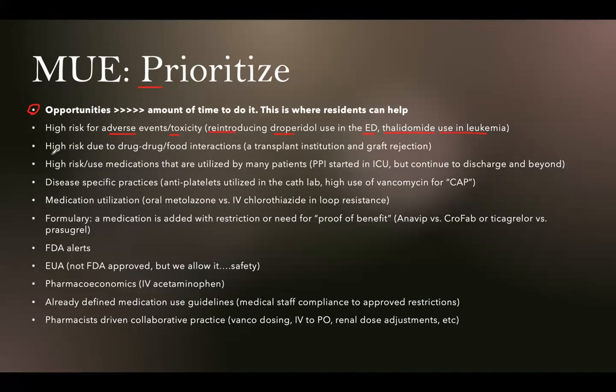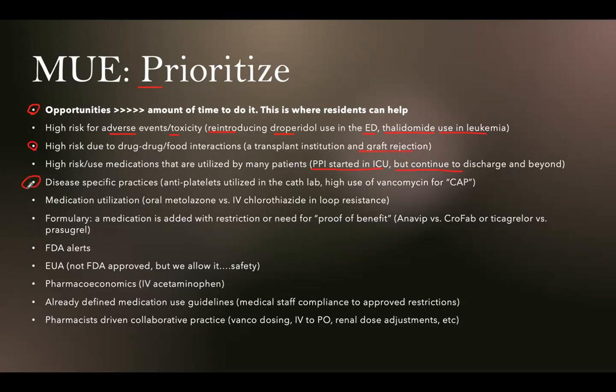High risk of drug-food interactions. If you're working in a transplant institution and the risk of graft rejection, for example, you've got to make sure that medication's being used right patient, right time, right dose, etc. What about those medications that are used quite often by many patients? PPI started in the ICU, but they continue through the transition of care to a step-down unit, to discharge and beyond. They go home on it. They don't even have an indication for it.